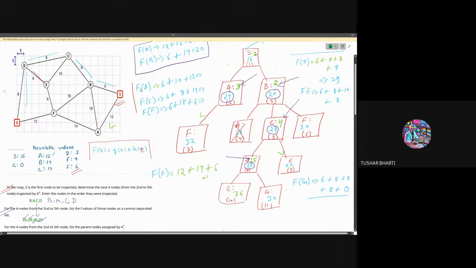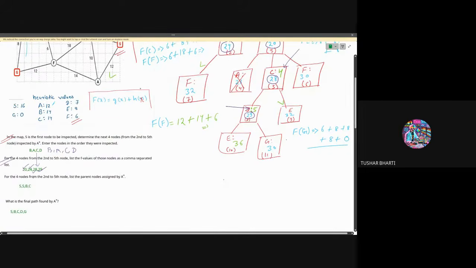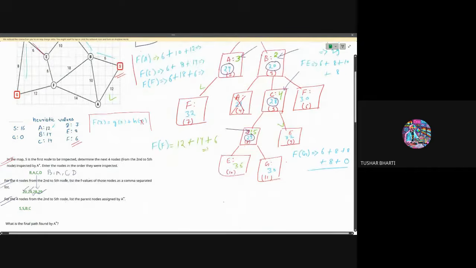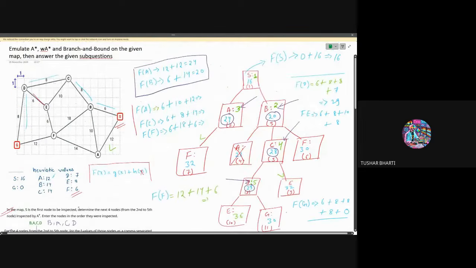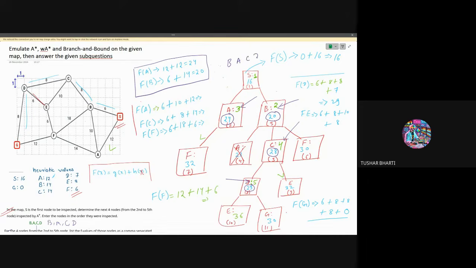Now for the next question, for the 4 nodes from the second to fifth node, list the parent nodes assigned by A star. So what are the 4 nodes? We have B, A, C, and D. So from here we can check what the parents are. For B, S is the parent. Again for A, S is the parent.